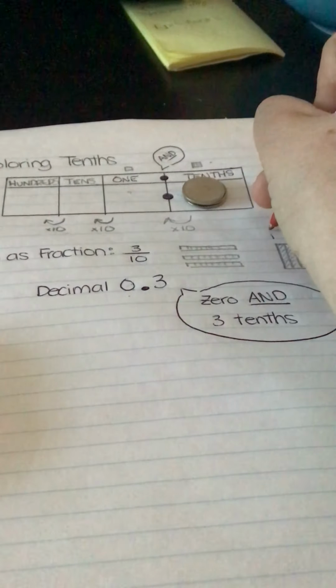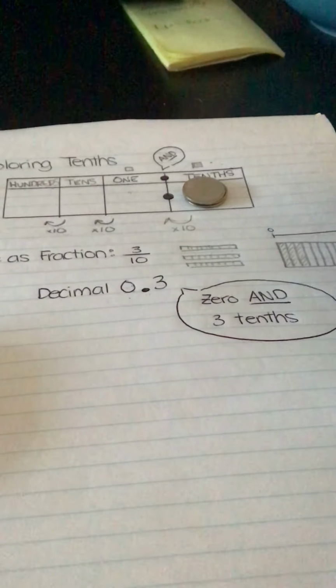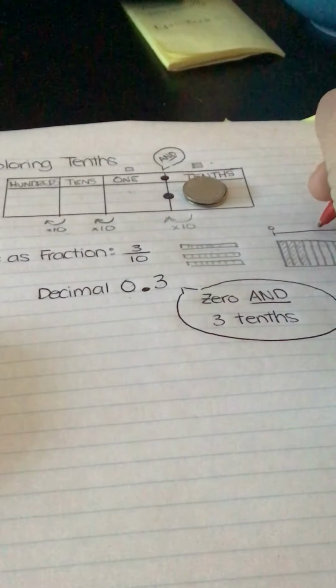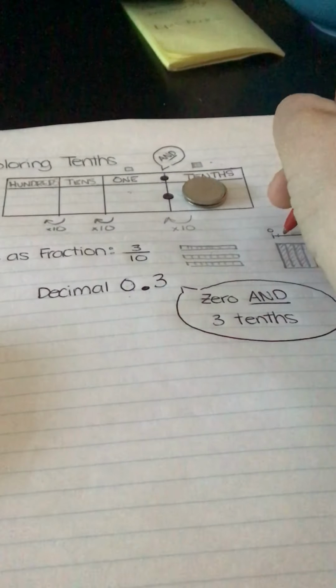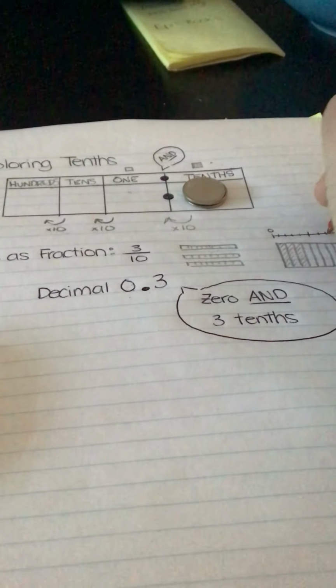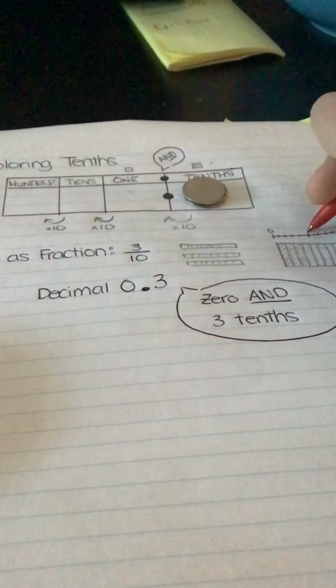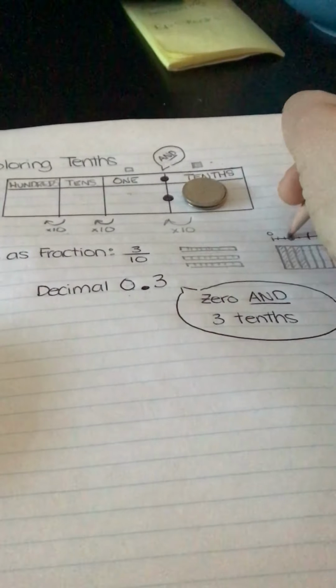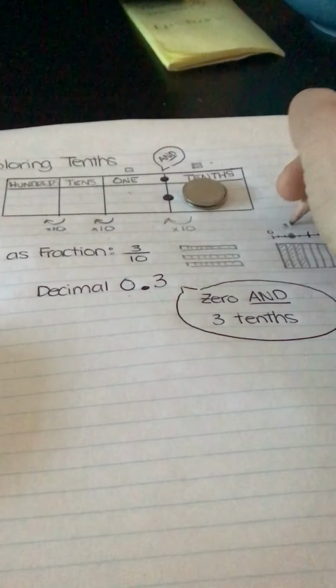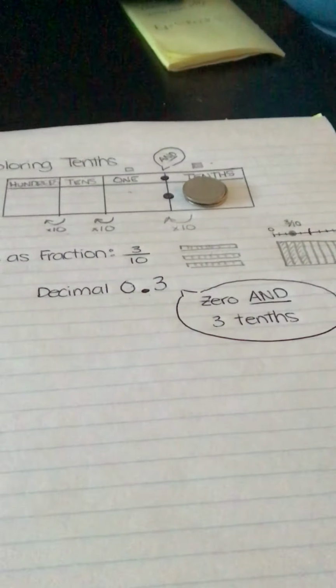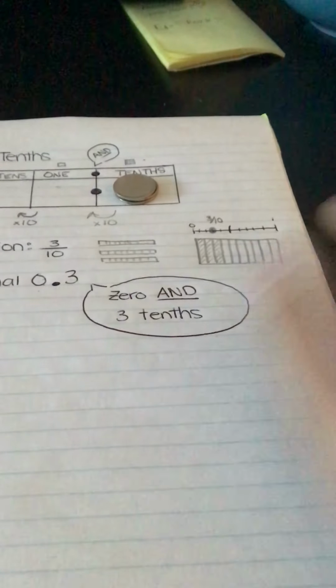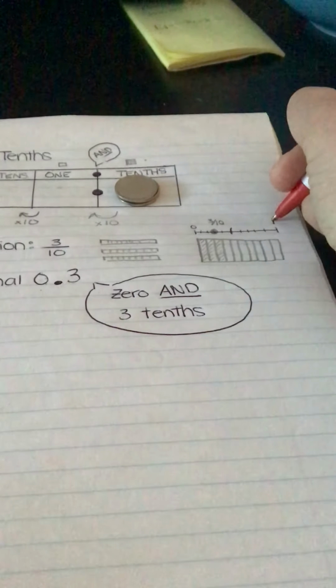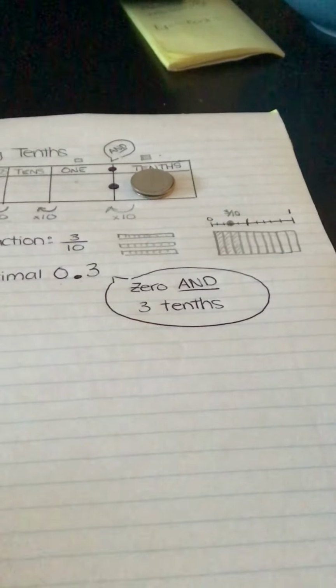Of course, we could also think of it as a number line. If we had a number line from 0 to 1, and then we split it up into 1, 2, 3, 4, we could also say our 3/10 would be here, not 0/10. So you could also write it on a number line, which we'll explore further in the coming weeks.